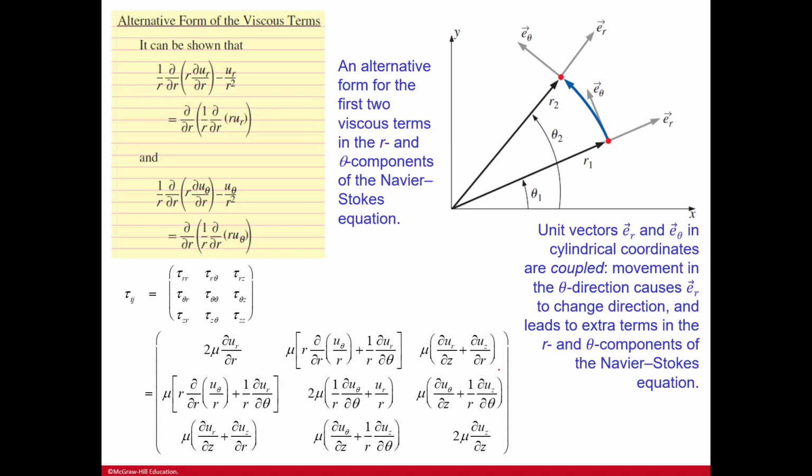And continuing on through these. And this is showing you on an XY axis, and then alternative forms of the viscous terms can be shown as this and this.